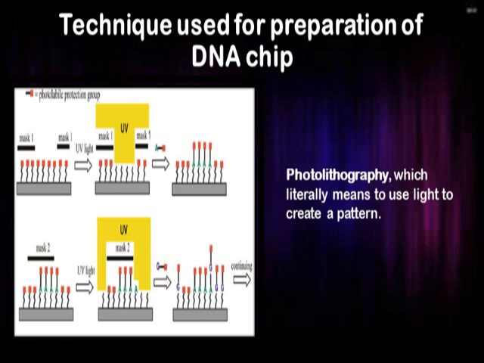Before getting deeper into DNA microarray, we need to know what photolithography is. Photolithography is a process in which we use light to create patterns. Here UV light is used. This is the DNA microarray chip. DNA is on it. We use light, and then the other DNA, the complementary bases, attach to them, and a pattern is formed. That is how photolithography works in DNA microarray.